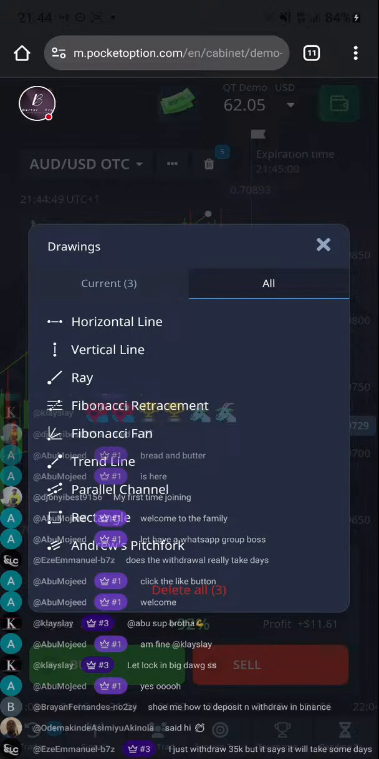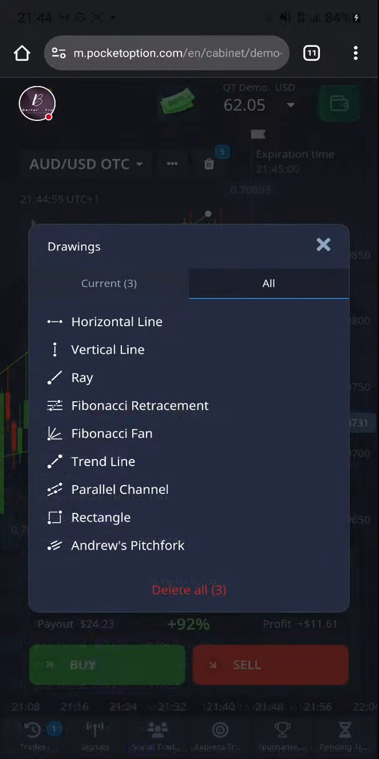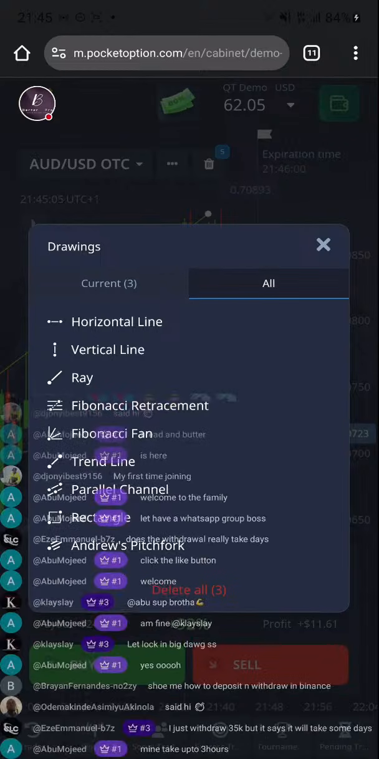I just withdrew 35K, but it says it will take some days. Maybe you should just give it some days, no problem. I know it will probably take maybe 2 to 3 business days, probably because of the volume. So just give it some time, okay?